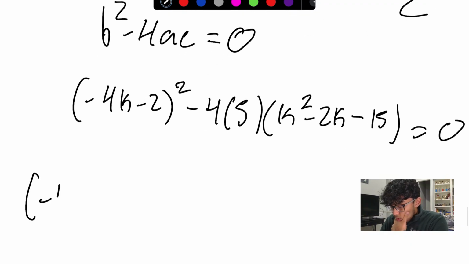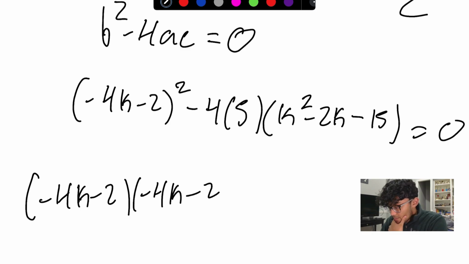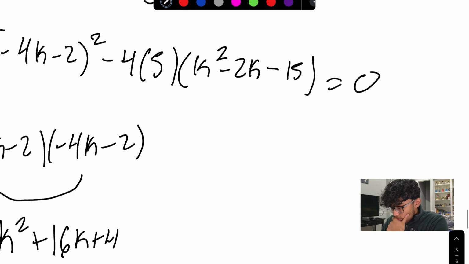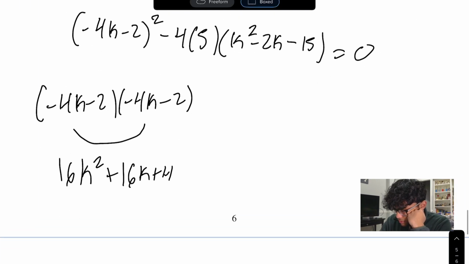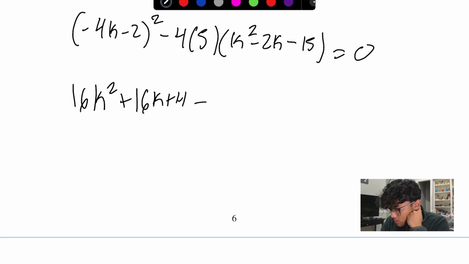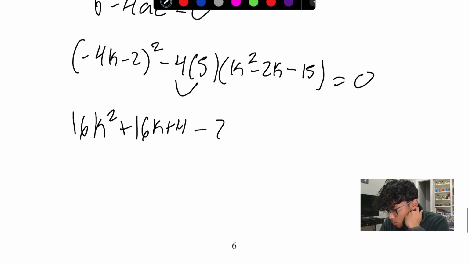So this is going to be negative 4k minus 2 times negative 4k minus 2. This is 16k squared, and you have plus 8k plus 8k, so that's going to be plus 16k again, and then plus 4. So we have this minus 20, so we have minus 20k squared plus 40k, because it's minus 20, so make sure you remember that. And then minus 20 times minus 15 is 300.